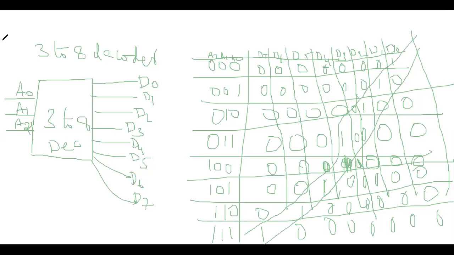Now the logical diagram: for D0, A0 bar, A1 bar and A2 bar are connected as a 3-input gate. For D1, A0, A1 bar, A2 bar. And similarly for D3, A2 bar, A1 and A0. Like that you can draw the logical diagram.